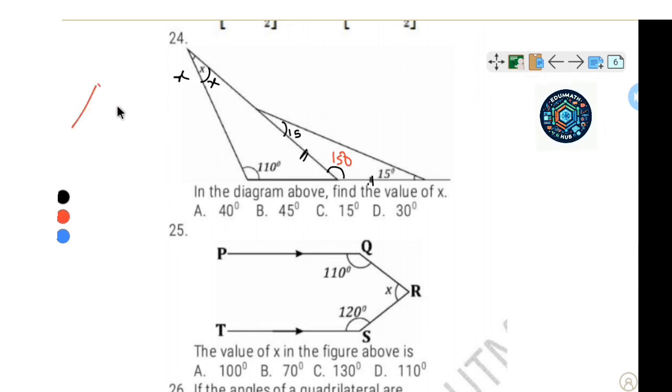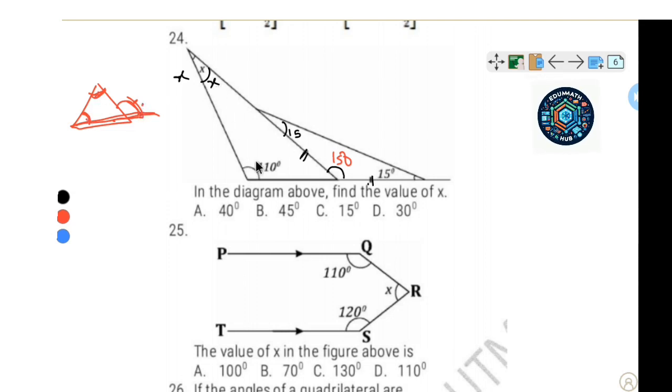If you have a triangle like this, the angle outside here is the exterior angle. It is equal to the sum of the two opposite interior angles. So if you add these two angles, you get the one here. So bring that idea here.